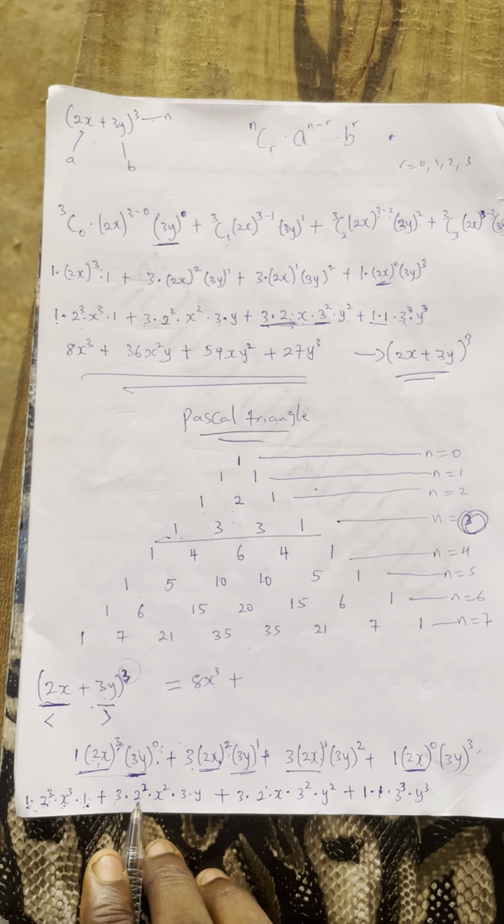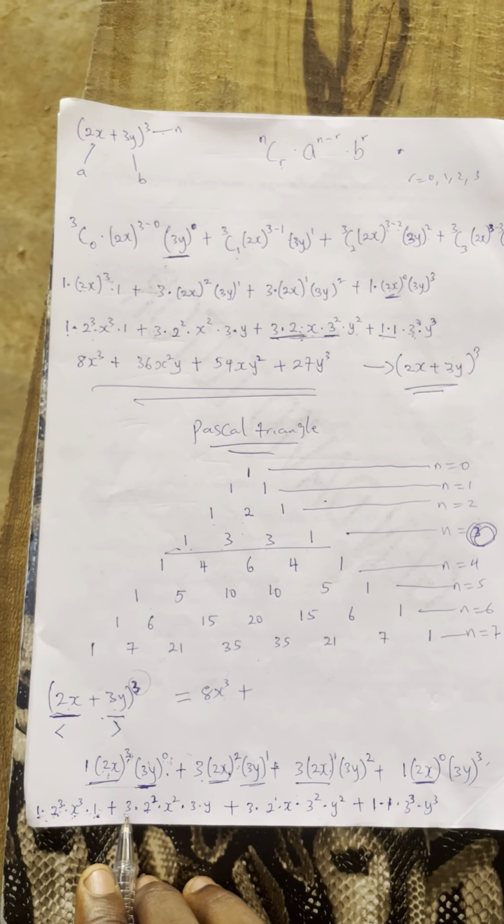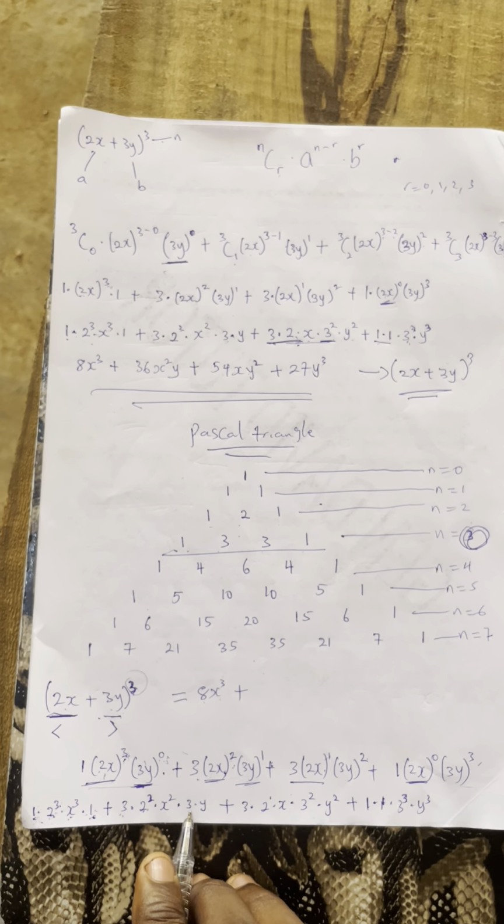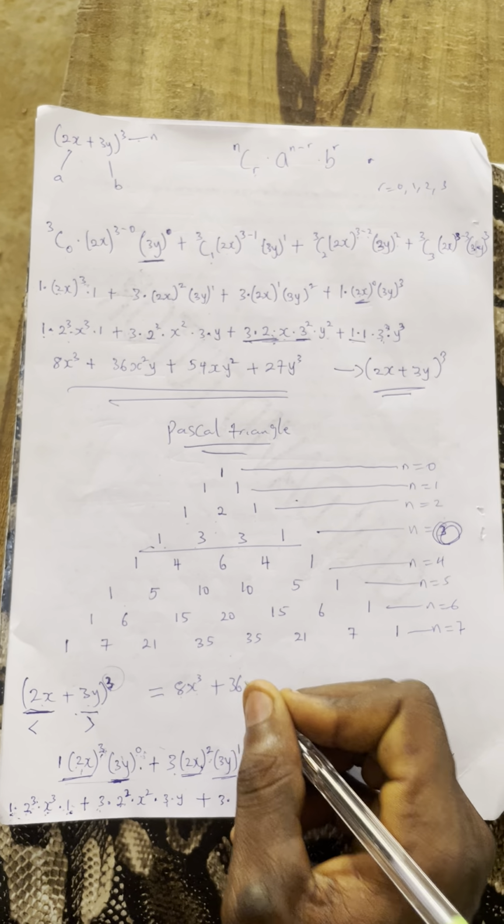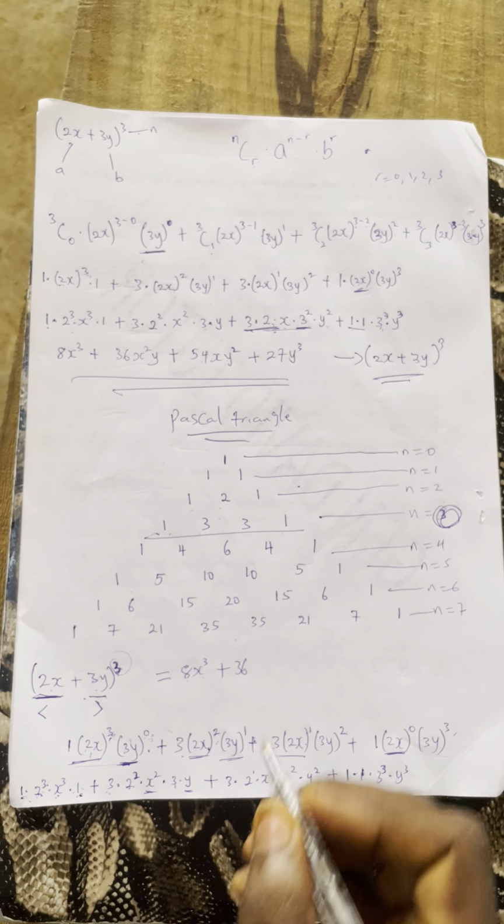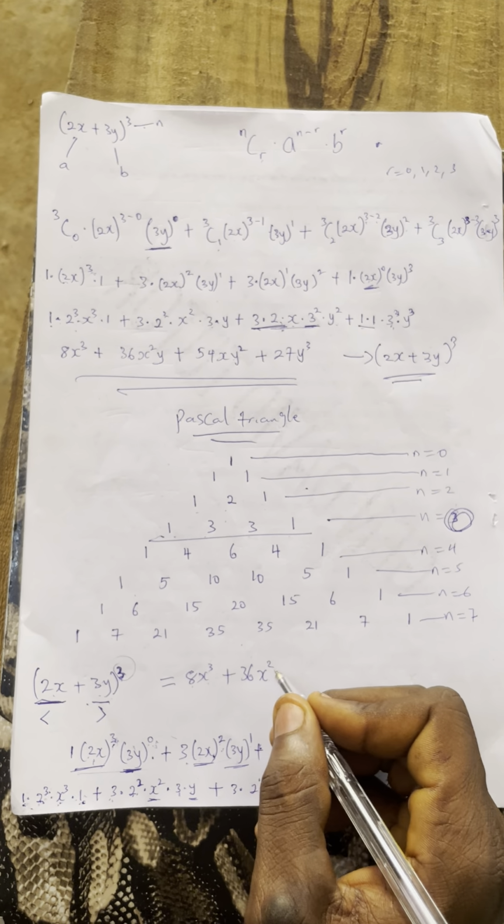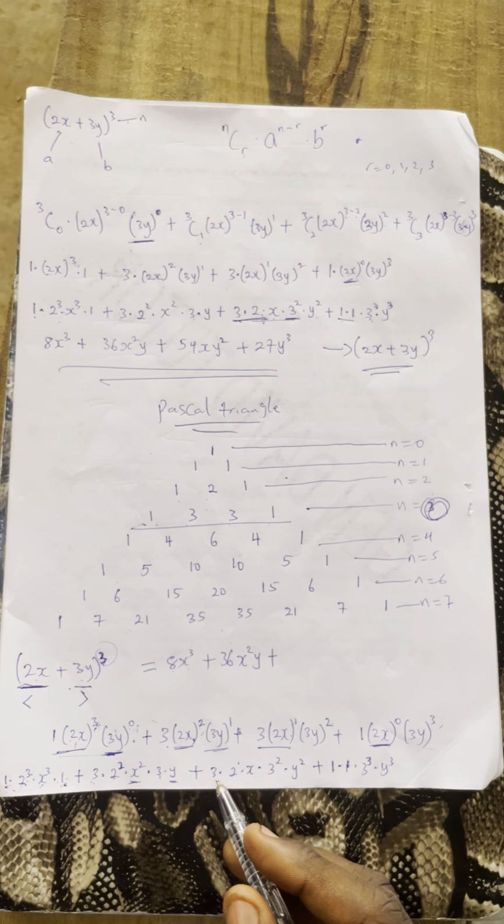This side is 3 times 2 raised to power 2, that's 4. 3 times 4, that's 12. Times 3 that is here will give us 36. So that means we have plus 36. Then what are the alphabets that are there? These are the alphabets, which is x raised to power 2, then y.